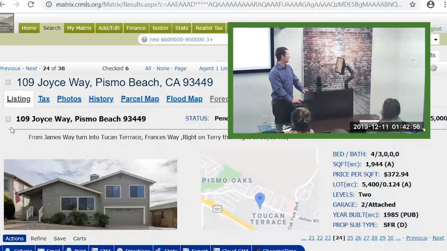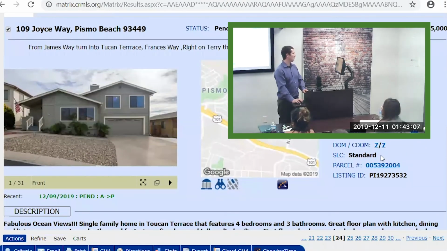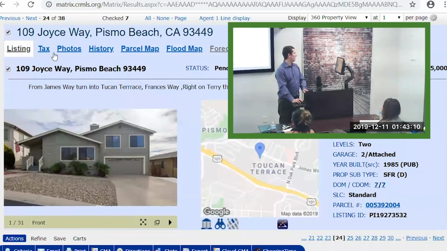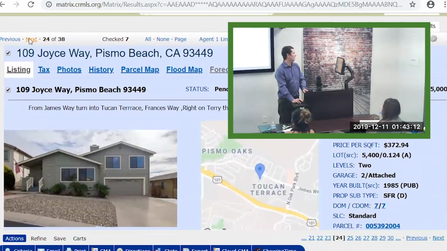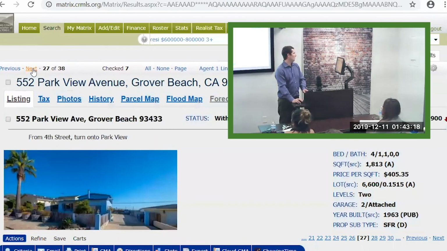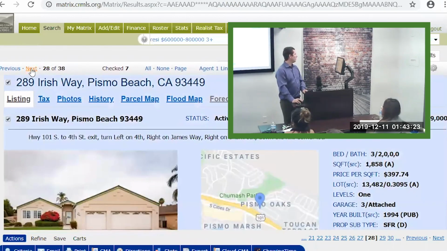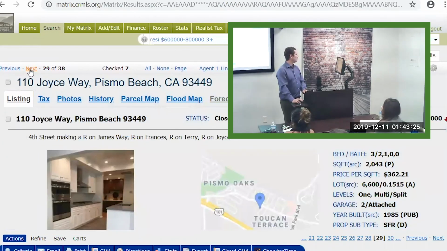Joyce Way, definitely another great one. This is pending. 4-bedroom, 3-bath, 1,900 square feet. It's been pending 7 days. I've got to take it. And Grover Beach, no. Just because I have my 6 doesn't mean I'm going to stop. I'm going to get through all 38. Here's one I've already picked. Here's another one, 3-bedroom, 2-bath, 2,000, very big home, Joyce Way, same size lot.